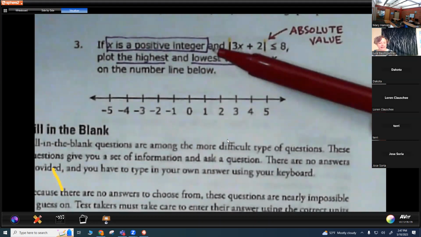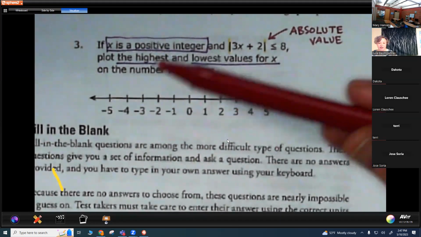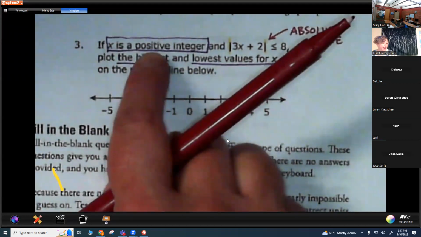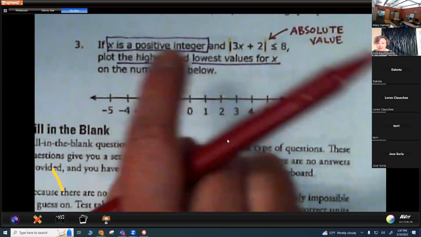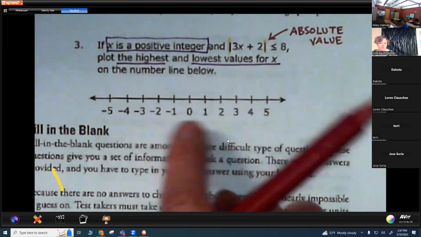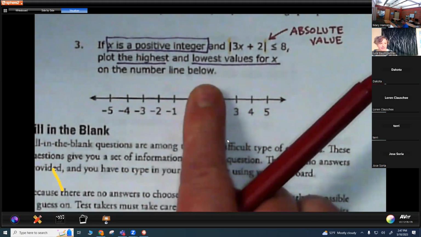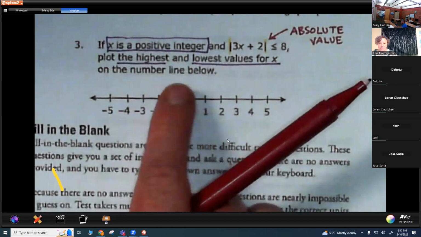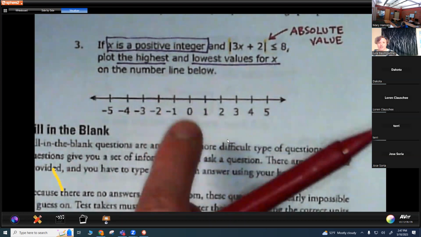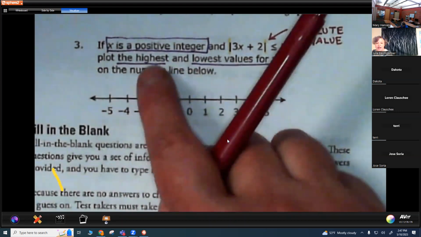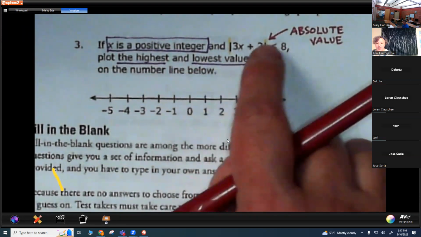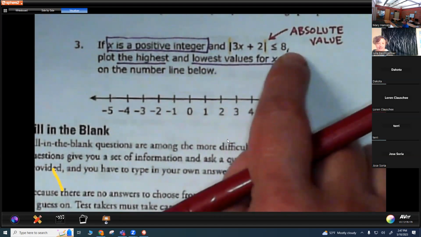So hopefully everyone recognized, based on the question and what you're being shown here, that we are thinking about this idea of positive and negative integers. Hopefully everyone can see our number line here: to the left are our negative integers, to the right are our positive integers. And it tells us what is the highest value for X and the lowest value for X that will once again make this statement true.